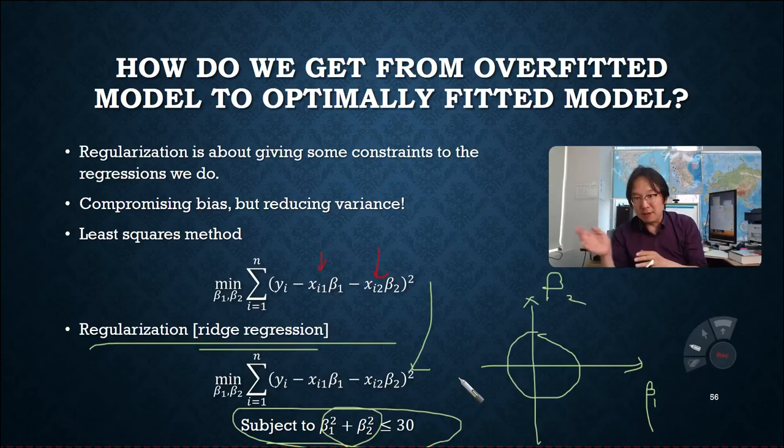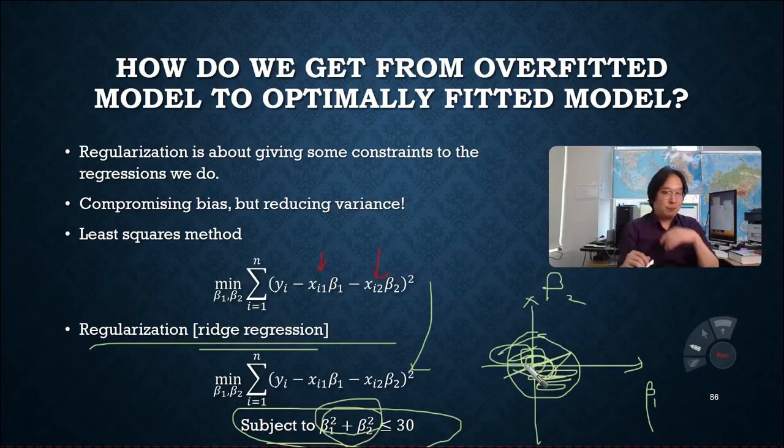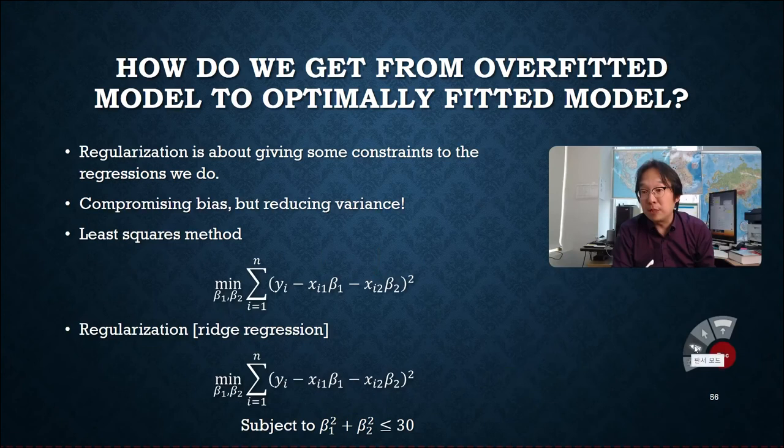If you draw that in the space of beta 1 and beta 2, this will look like a circle, and the estimate is constrained to be inside the circle. All right, we're going to get to this picture later on.